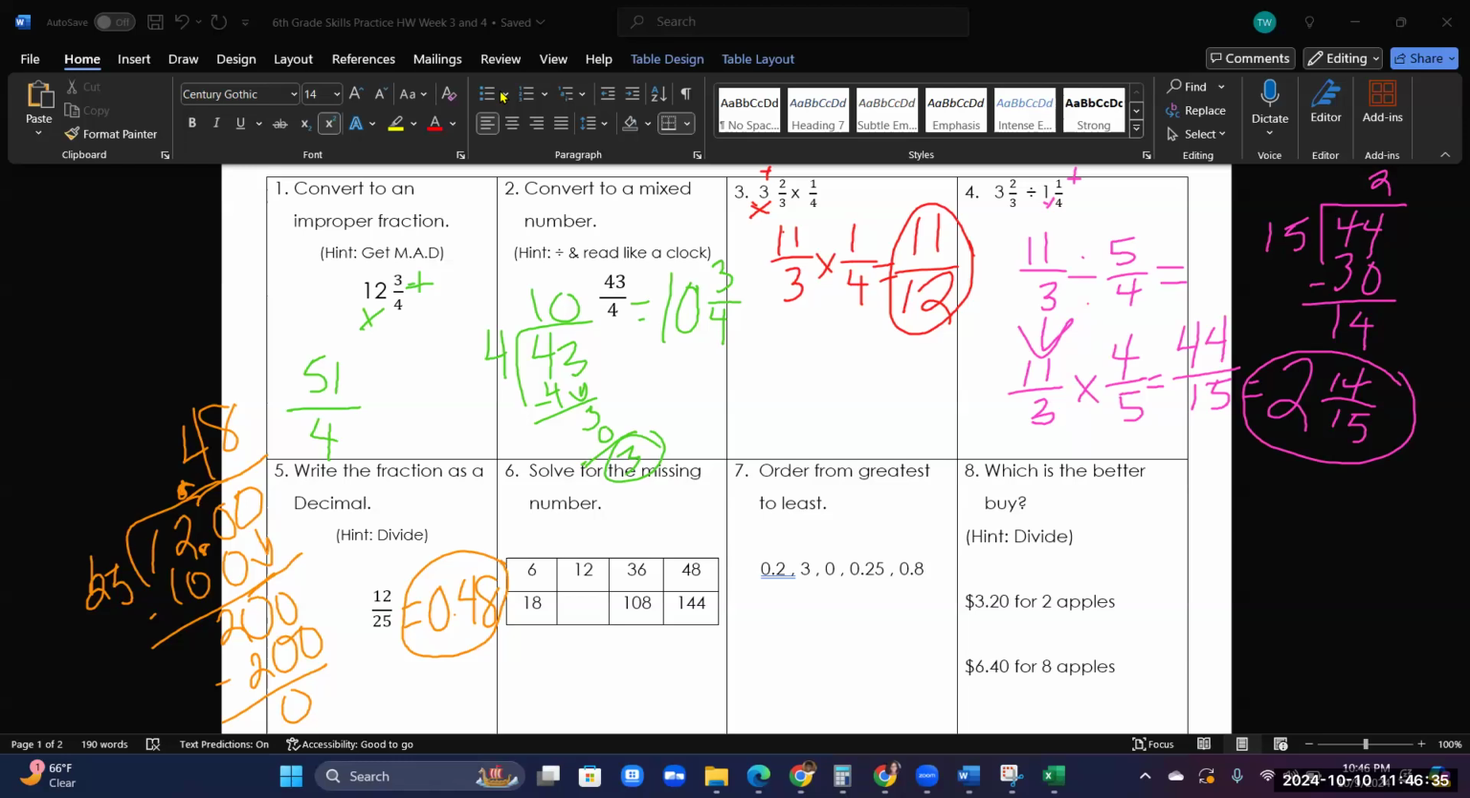All right, number 6 says solve for the missing number. I always look for those that we do know. So that could be the first one, the third one, or the fourth one. Seeing that they become big numbers, look at the first one. We can easily see that 6 times 3 would give us 18. So we would do 12 times 3, which would give us 36. Now let's find an equivalent fraction.